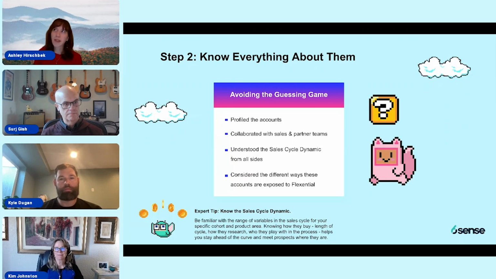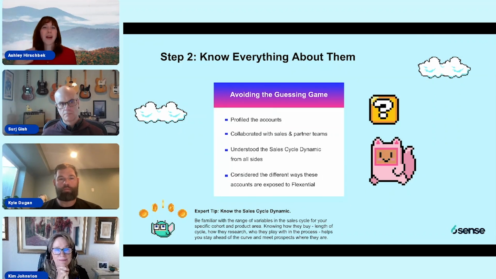So if we look at the step 1, we're looking at one side of the mirror where we look at the triggers and we look at the patterns and we're looking at these accounts and what their makeup looks like. But then we look at the other side of the coin and the other side of this mirror at the sales cycle dynamic internally. Let me expand on that a little bit.